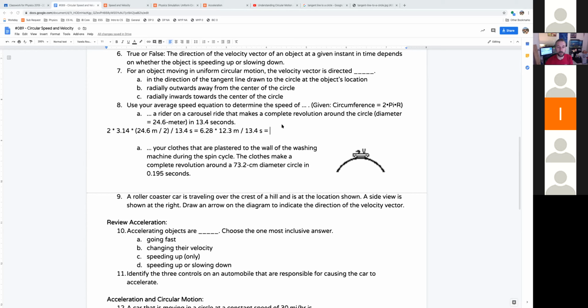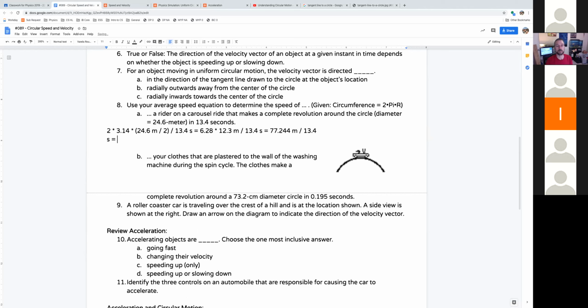I am going to do incorrect significant figures and make sure that you guys do the correct significant figures. So 6.28 times 12.3 is 77.244. That is incorrect significant figures. I want you guys to correct that. And that ends up with, and I'm going to say approximately, because I want to see correct significant figures, somewhere around 6 meters per second.